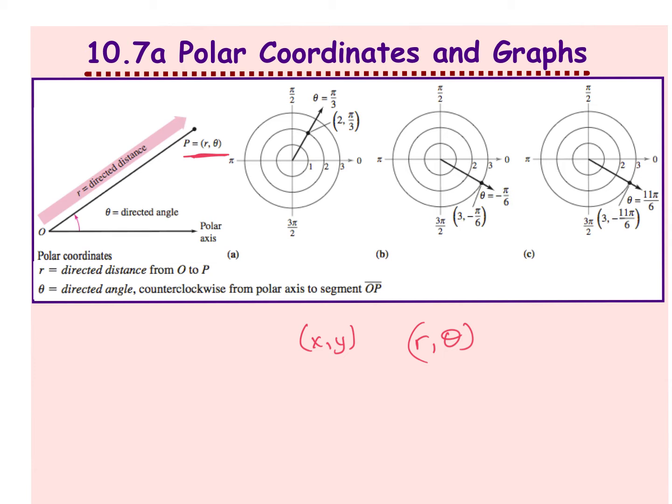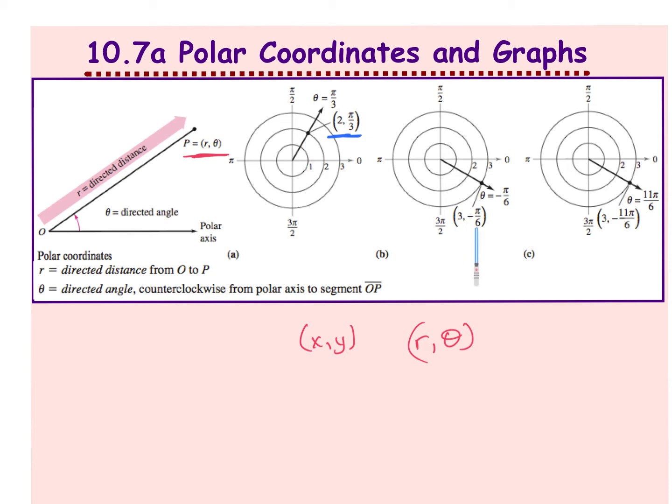So, for instance, we have a couple up here. If I have 2 comma pi over 3, I get to the angle where pi over 3 is. All right? And then I go out 2. So that's why we have 2 comma pi over 3 right there. Does that make sense?